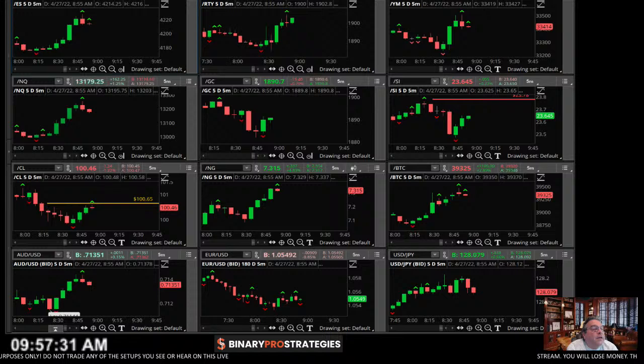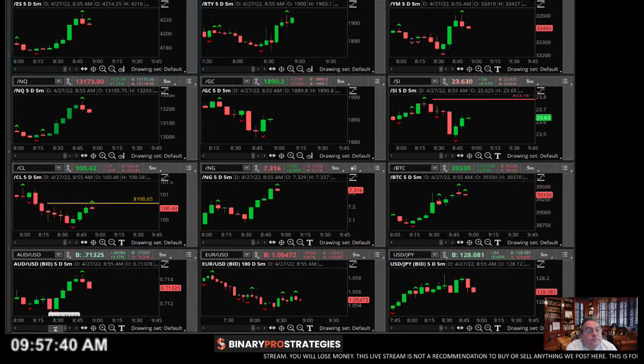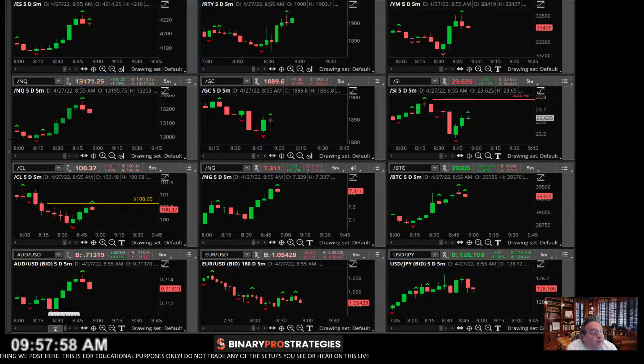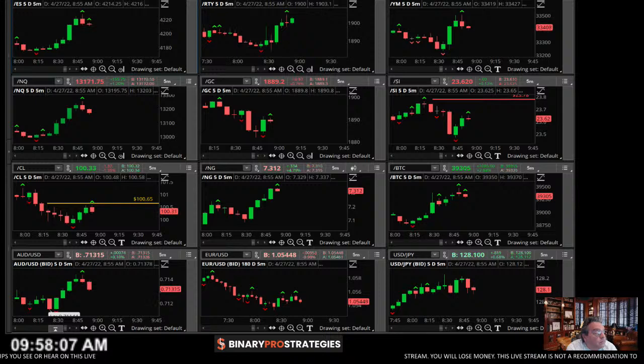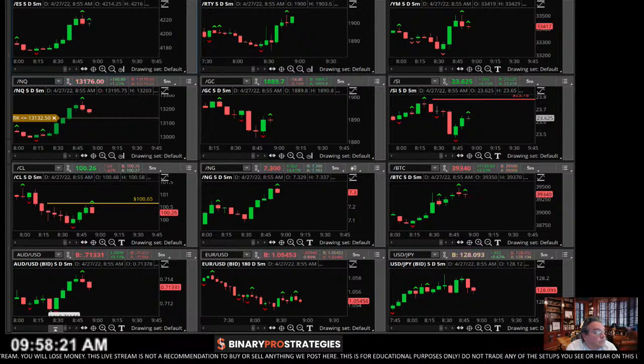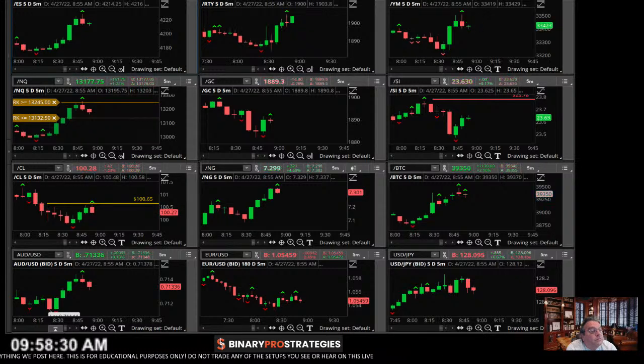Okay, it looks like we're getting a short on the mini NASDAQ. Be careful on this mini NASDAQ, which we also call the US Tech. Target on that's going to bring us down to 131.32 and a half. Reversal 132.45. Entry on that came in at 131.70. It's a little bit above 131.70 on US Tech.